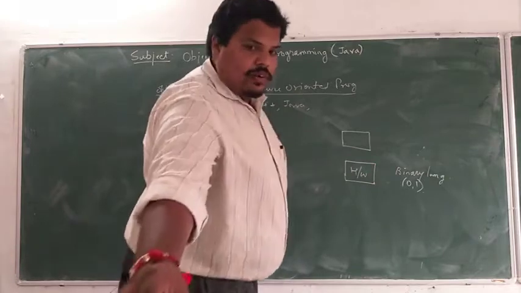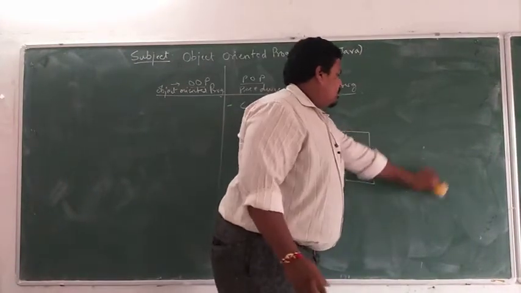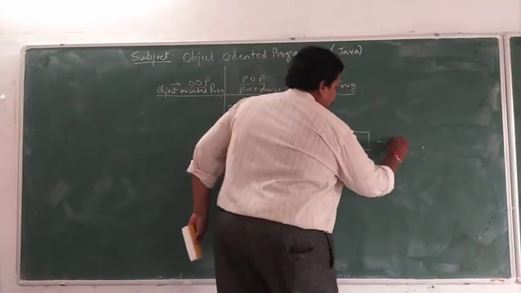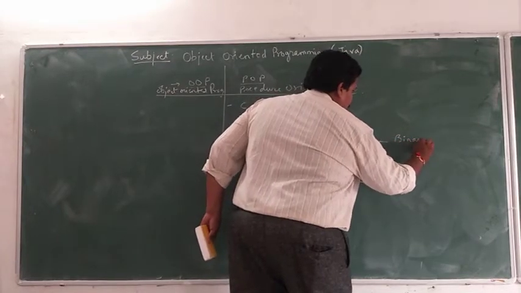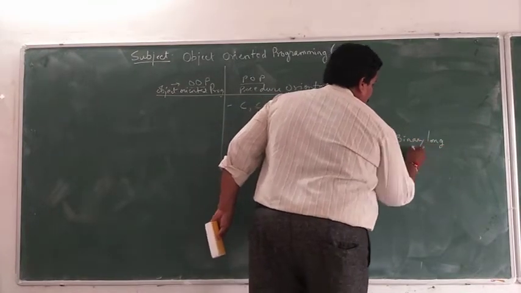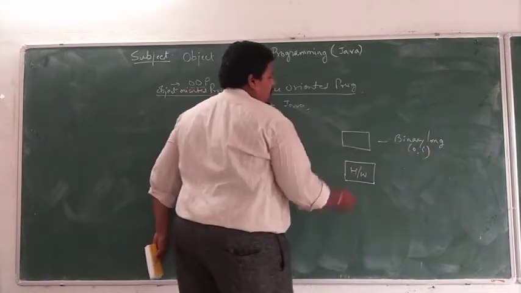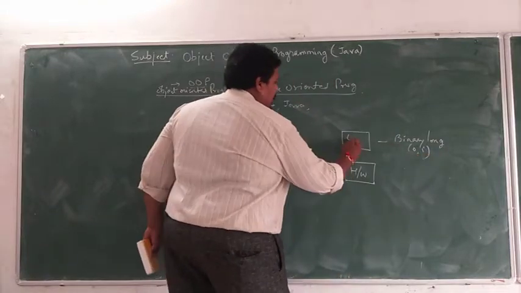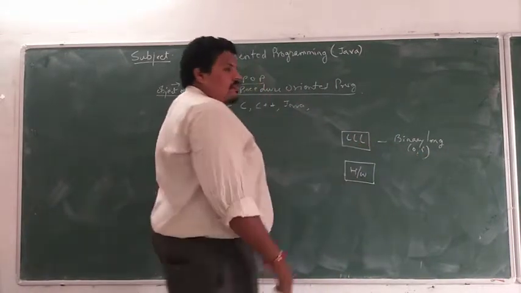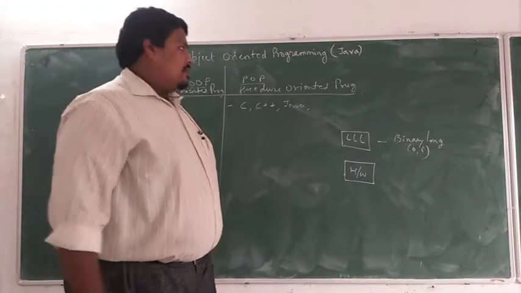So this binary language, we can name it over here. This is a binary language consisting of zeros and ones. So this language is known as low level language.